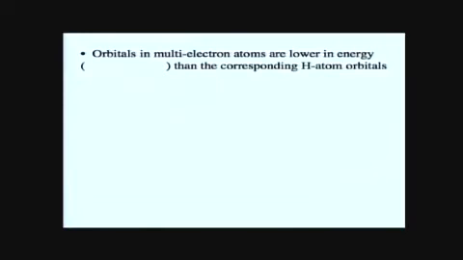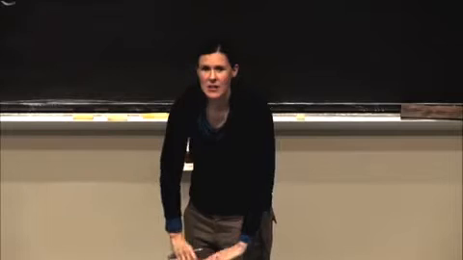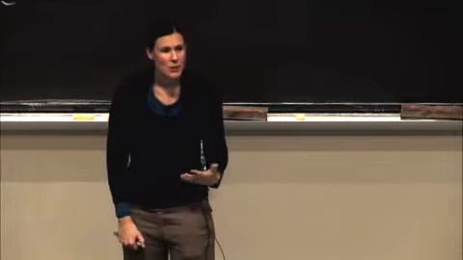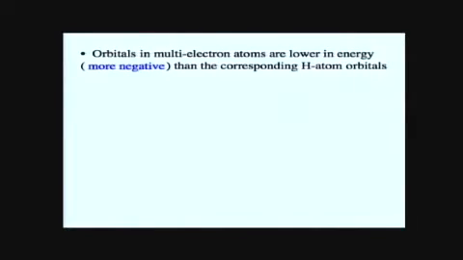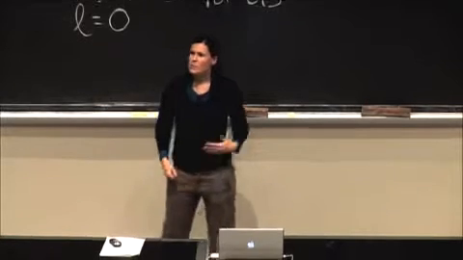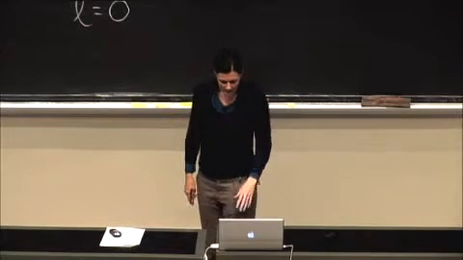And there, again, is another difference between multi-electron atoms and the hydrogen atoms. So when we talk about orbitals in multi-electron atoms, they're actually lower in energy than the corresponding H atom orbitals. And when we say lower in energy, of course what we mean is more negative. Right? Because when we think of an energy diagram, that lowest spot there is going to have the lowest value of the binding energy, or the most negative value of binding.